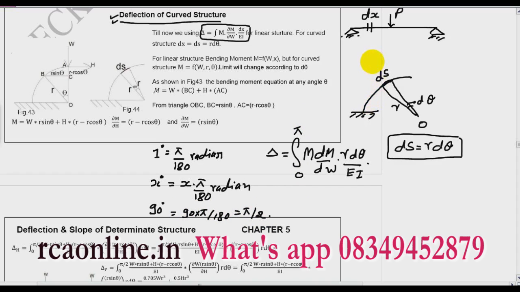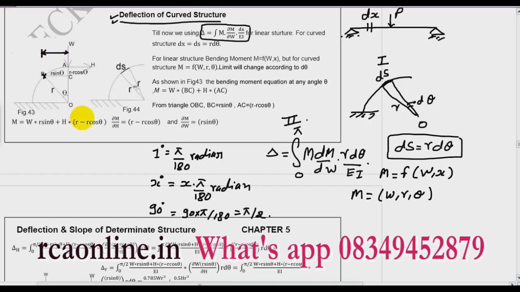So this is my first change, this is my second change. Now the third and the most important change which you have to make is the equation of the bending moment. Till now my equation of bending moment is a function of W and x. Now my bending moment equation will be a function of W, R and theta, because I am using the curved member. So let us see in this example what will be the bending moment at point B due to W and H. So what do I require for bending moment? M into this lever arm.